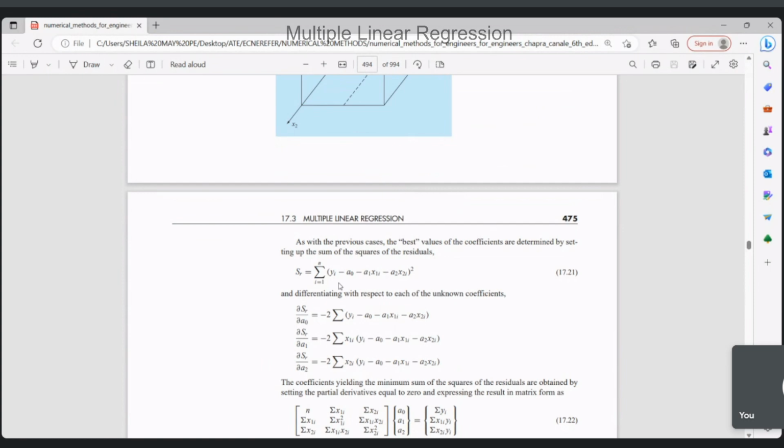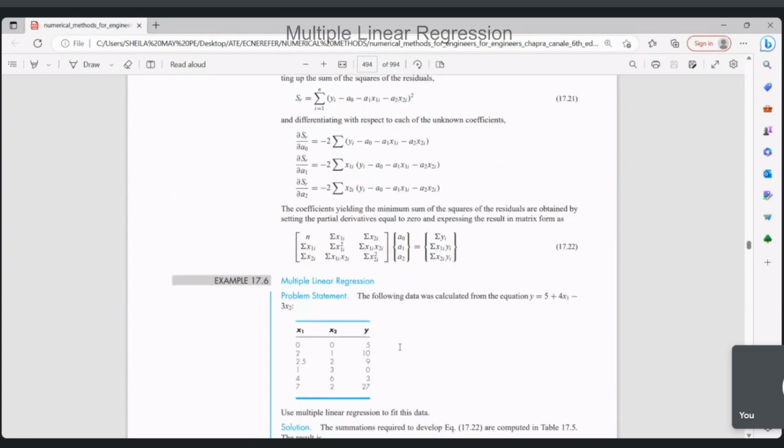That's our SR, right? The summation of our equation yi minus a sub 0 minus a1 x1 minus a2 x2, squared, from i equals 1 to n. And after differentiating this main equation, we can have this another set in matrix form.